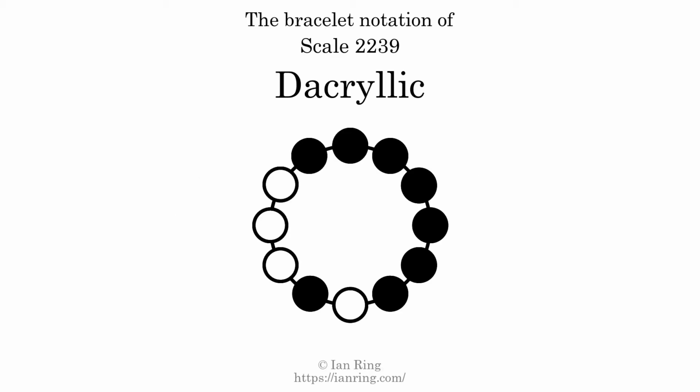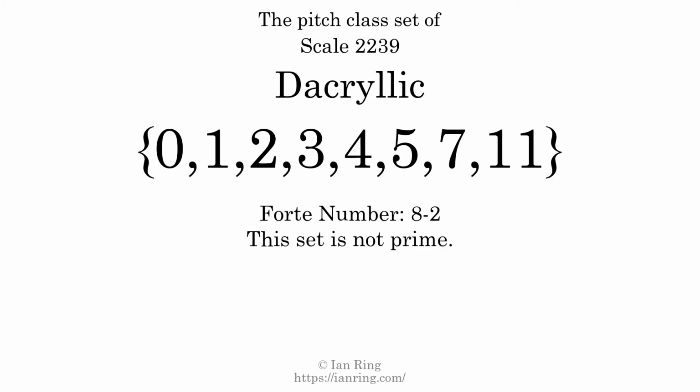This is a bracelet notation diagram of scale 2239. The shaded circles represent tones that appear in the scale, and they are read clockwise, starting at the top. The pitch class set for this scale is 0, 1, 2, 3, 4, 5, 7, 11. The forte class is 8, 2. This set is not prime.